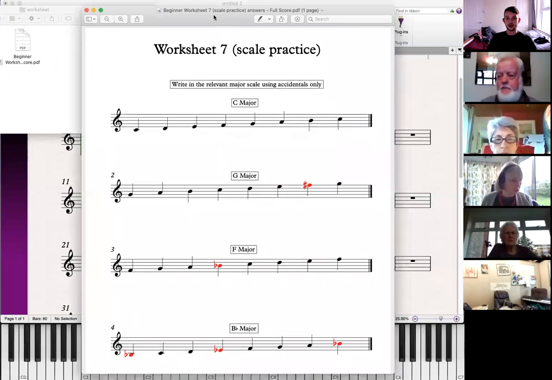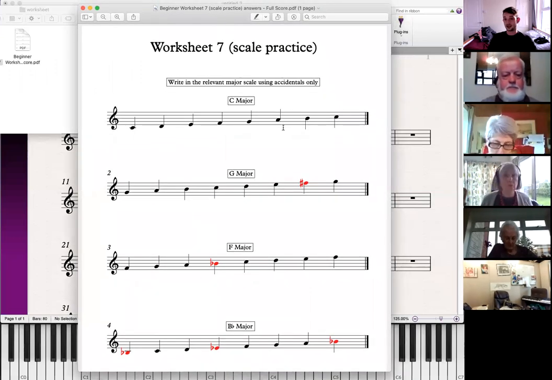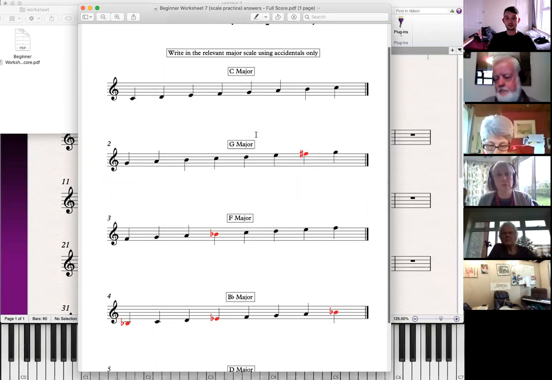So it was to write in the relevant major scale using accidentals only. It was literally just scale practice for you. So for the C major scale, you should have had this here. C major, so C, D, E, F, G, A, B, C. Pretty straightforward. We already know that one.